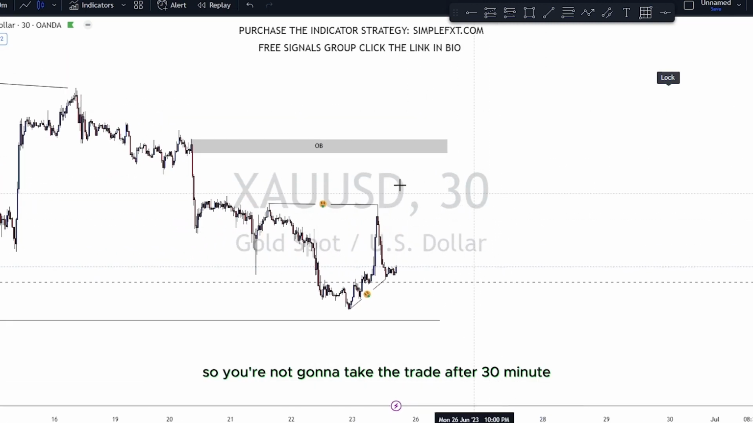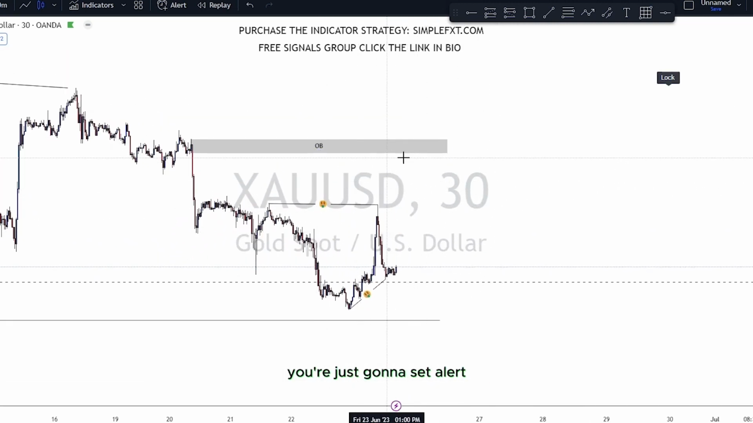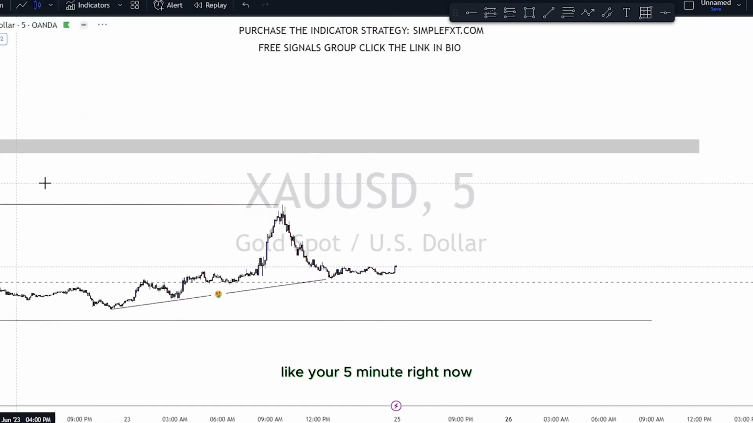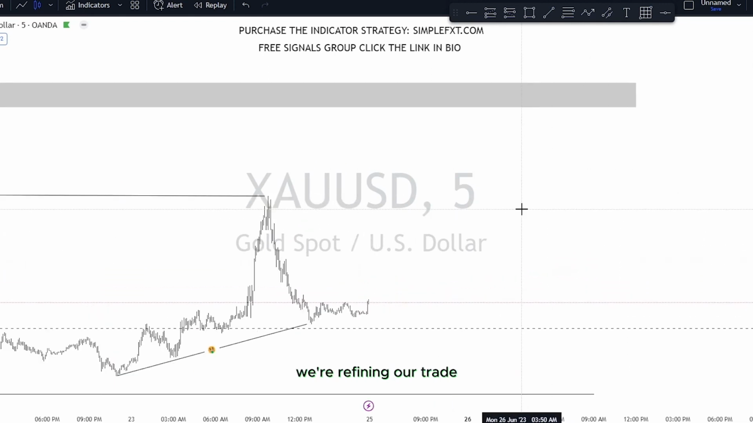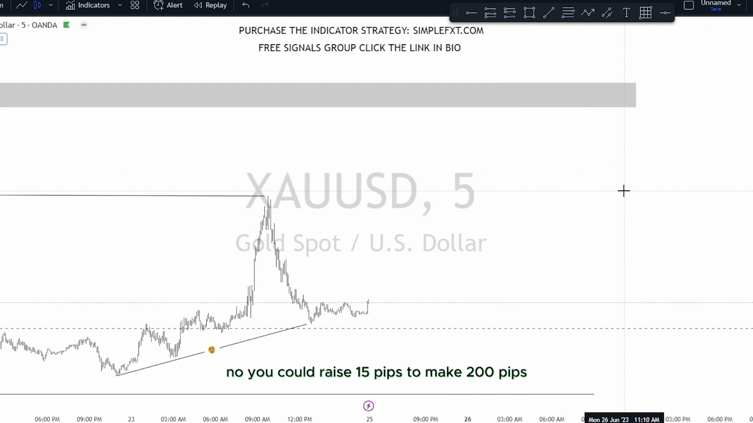So you're not going to take the trade after 30 minutes. You're just going to set an alert, and once it gets here, that's when you want to go to your 5 minute. Right now we're just doing a top-down analysis. Right now we're refining our trade, that way we can maximize our profits. Instead of risking 100 pips to make 200 pips, because, you know, higher time frame, big moves, now you could risk 15 pips to make 200 pips. That's where everything's going to get crazy.